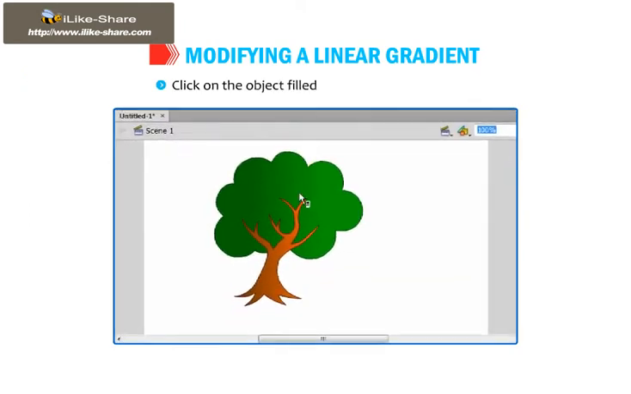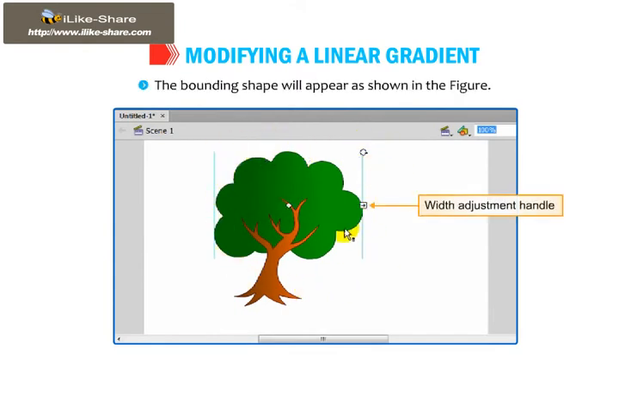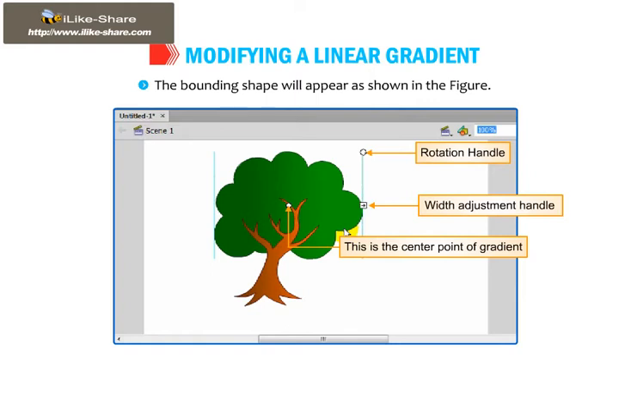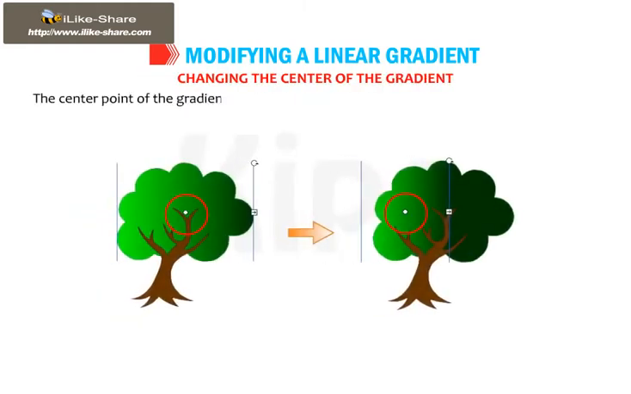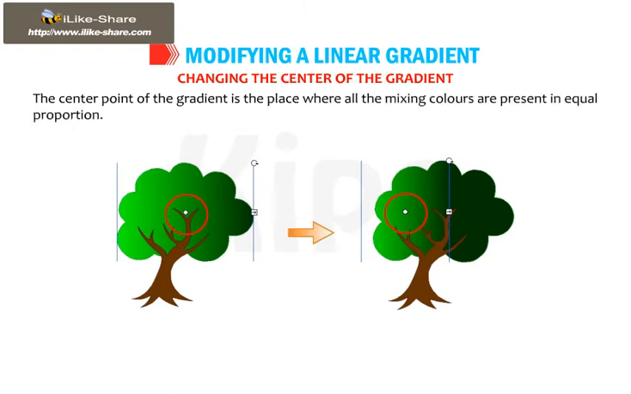Click on the object filled with gradient color in it. The bounding shape will appear as shown in the figure. Width Adjustment Handle. This is the center point of the gradient. Rotation Handle. Changing the center of the gradient. The center point of the gradient is the place where all the mixing colors are present in equal proportion.